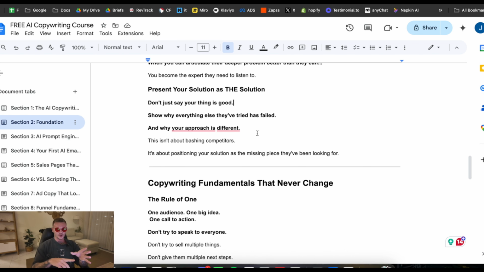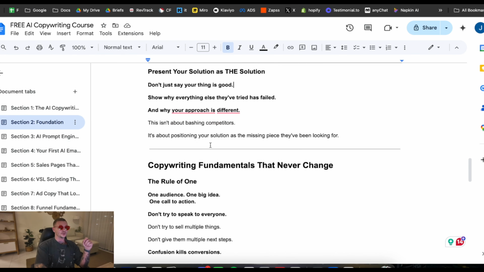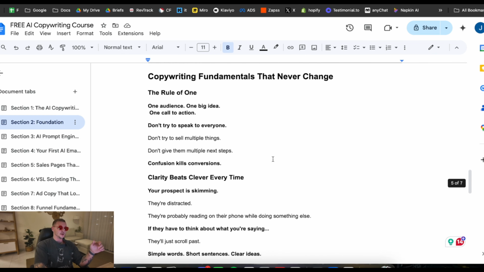This is where we go into unique mechanisms of problems and unique mechanisms of solutions. We're telling them what their real problem is, and then we're showing how our solution is totally different and it's revolutionary and it's the thing that is going to work for them. So it's all about positioning your solution as the missing piece that they've been looking for.